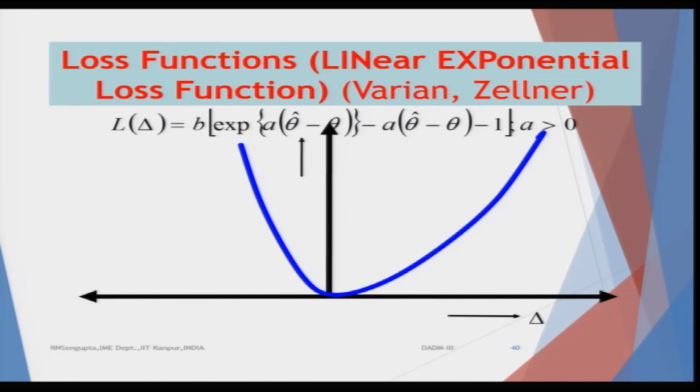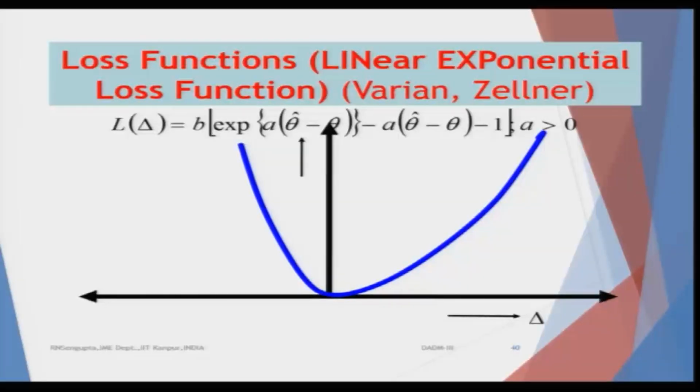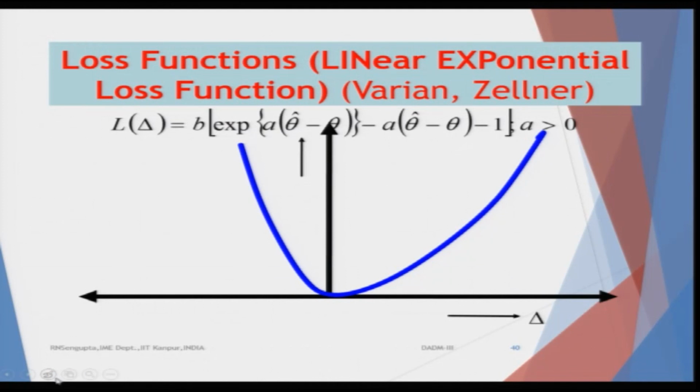The LINEX loss function looks like this in the diagram. I will come to why the diagram looks like this, but first let us concentrate on the equation. There are two parts. The first part is the exponential function, which I will now try to highlight using a different color. So, this would be the exponential part, and if I am considering the linear part, it will be this.